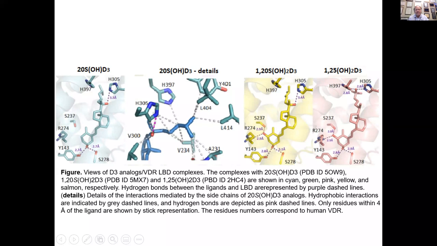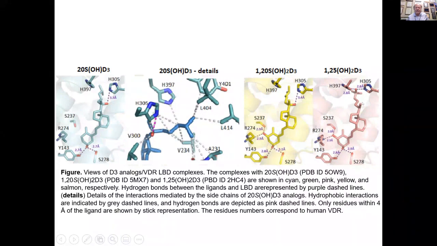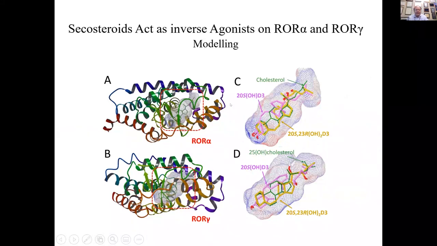So as we can see, I will not go into detail because you can find it in the papers, but the interaction in the ligand binding domain of 1,25 and 1,20 is very similar, but these interactions are very different, with some similarity for 20-hydroxy vitamin D3, which may have important implications for signaling. Then we looked at retinoic acid-related orphan receptor alpha and gamma modeling.